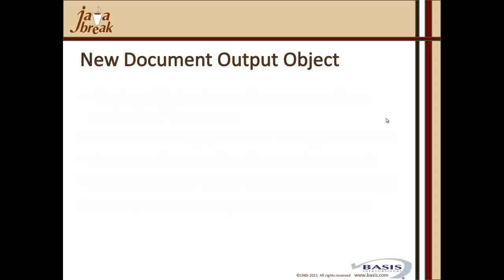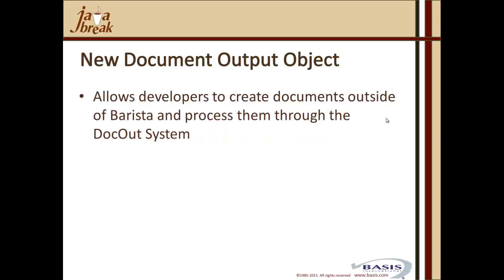But probably one of the most exciting new features that we've made available in BBJ 11.11 for you to preview is the new document output object. That allows developers to create documents outside of Barista and process them through the dockout subsystem. So now the dockout subsystem is available to you with your legacy apps.